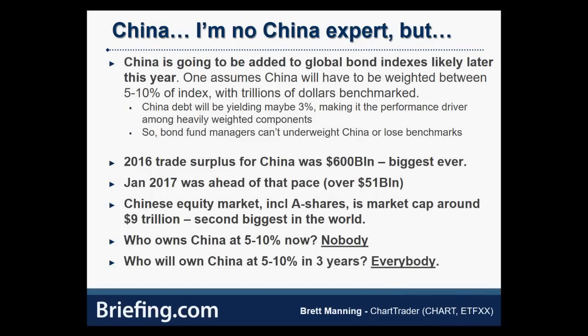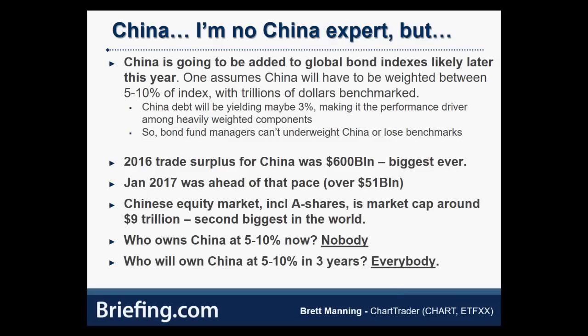And I'd also like to point this out. 2016 trade surplus for China, with all this talk, right? It was the biggest ever, $600 billion trade surplus. And they gradually devalued their currency through that process starting in 2015, and that's clearly had an effect. January 2017, already ahead of that pace for doing that same thing again. So they've got this kind of inflow working too, right?